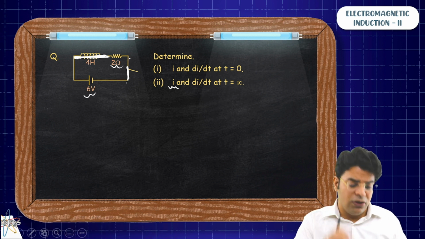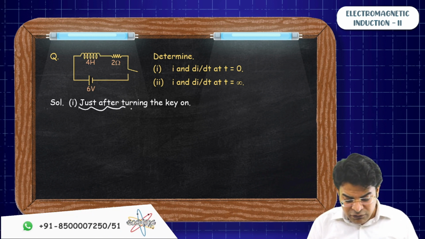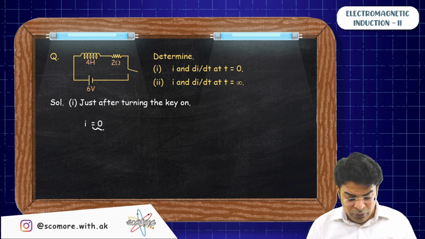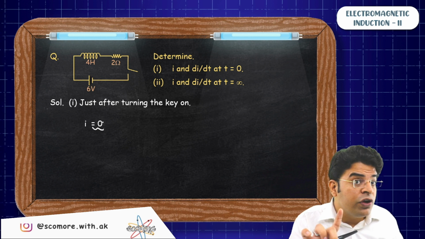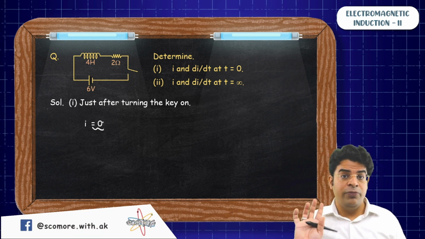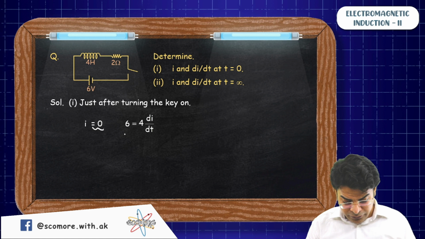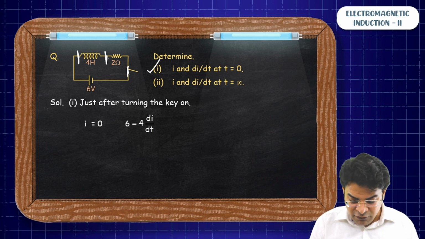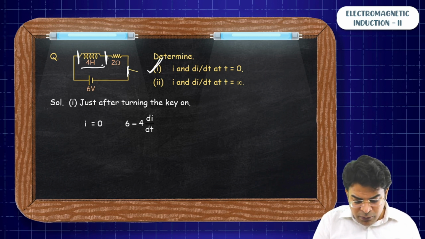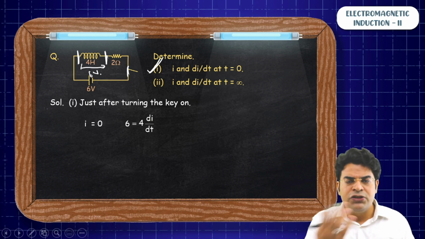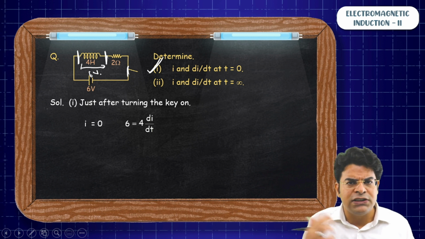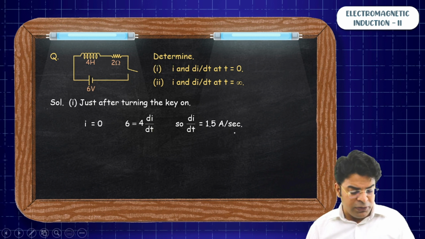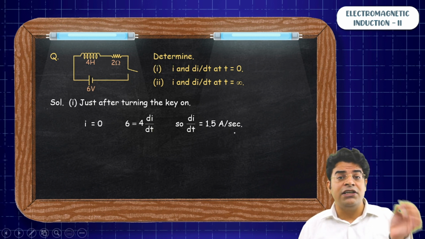This is how easy the questions are. Just after turning the key on, the current in the circuit will be 0, because just before it was 0 and the current flowing through the inductor can't change suddenly. What will be the value of di by dt? The entire potential drop of 6 volt just after turning the key on will take place across the inductor, because there is no current, so no potential drop across the resistance. So 6 equals 4 di by dt, so di by dt comes out to be 1.5 ampere per second. Again, the positive sign tells us that the current is increasing.